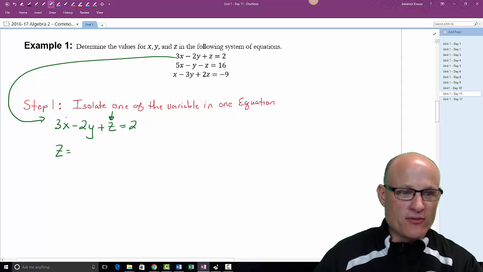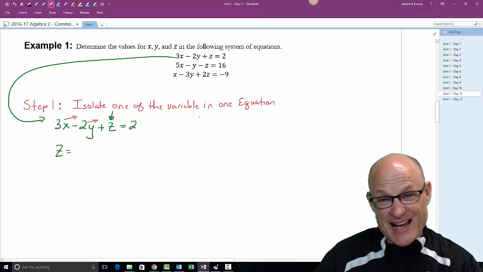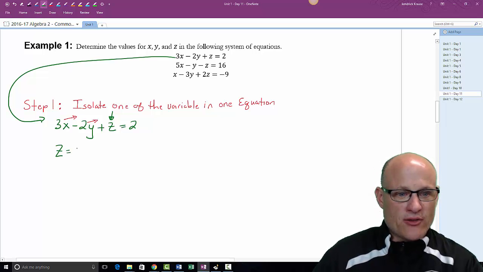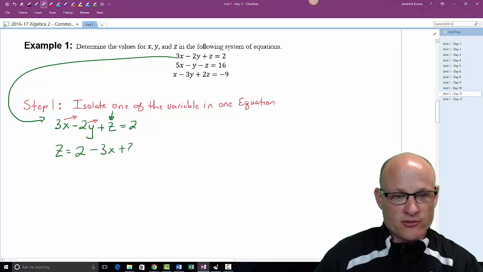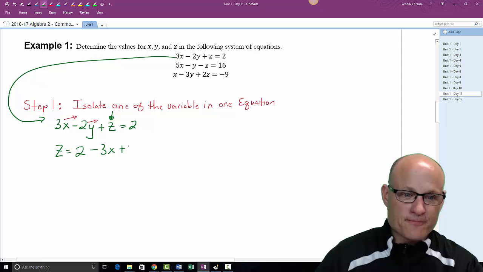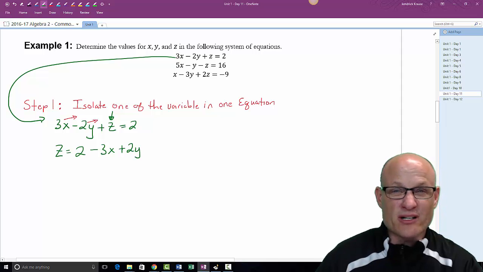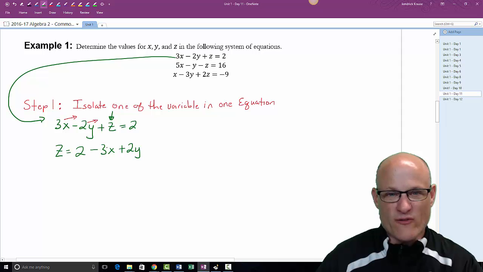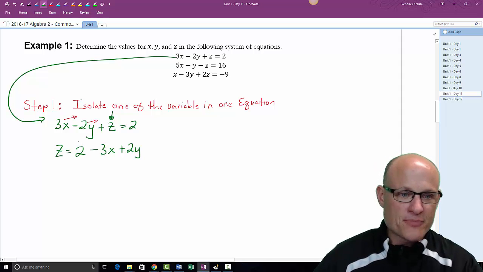Now in order to get z by itself, that's got to go to the other side, and that's got to go to the other side. So when they move to the other side, their signs get changed. So that becomes 2 minus 3x plus 2y. Now, it's really important that you don't mess up a single step, because if you mess up a single step, at the end you're going to have a messy decimal, not going to work. Okay, so this is z.